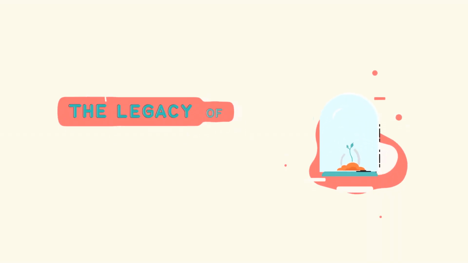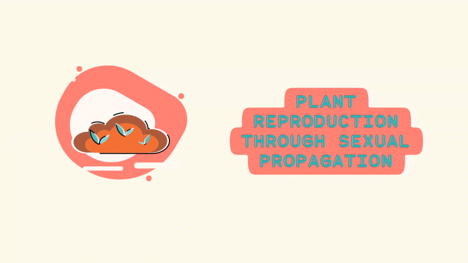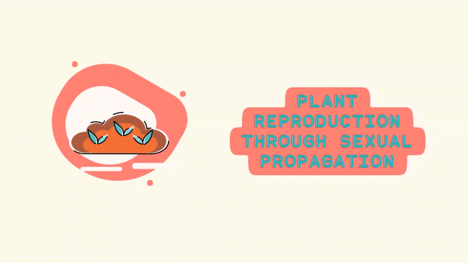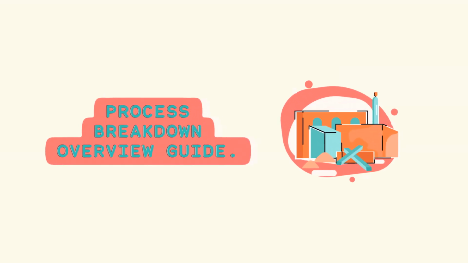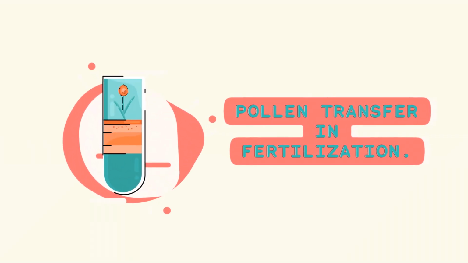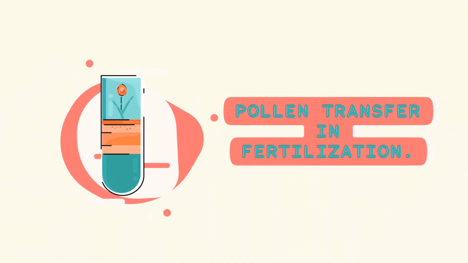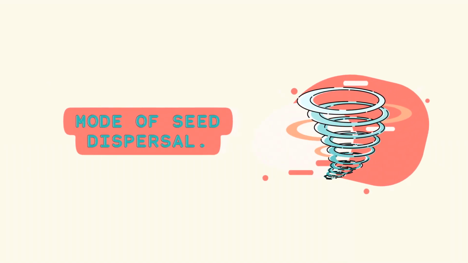Sexual propagation, the legacy lives on. Sexual propagation, the natural way plants reproduce, involves the union of male and female gametes to create seeds. Here's a breakdown of the process. Pollen grains containing male gametes (sperm) are transferred from the stamen, the male flower part, to the stigma, the female flower part. This can happen through wind, insects, or other animals.